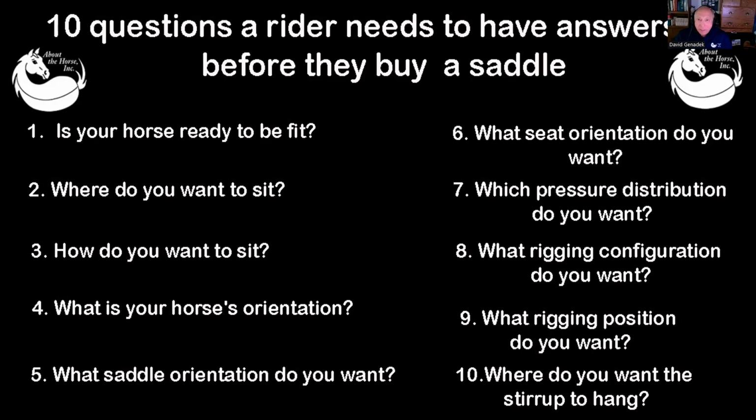You have to have some idea how you want to sit, because that is going to tell me as a saddle maker how I need to align all the surfaces. Then these next three are kind of combined together: what is your horse's orientation, what is the saddle's orientation, and what seat orientation do you want?